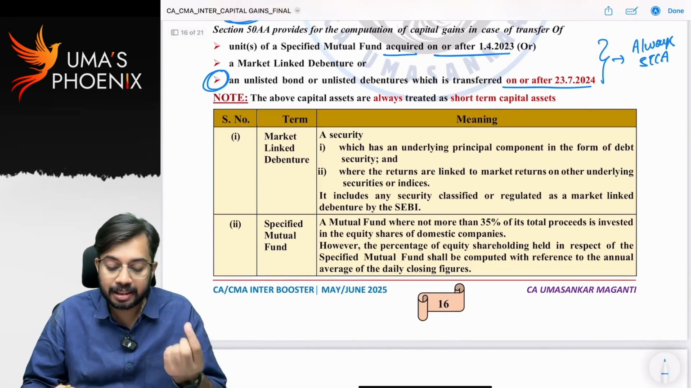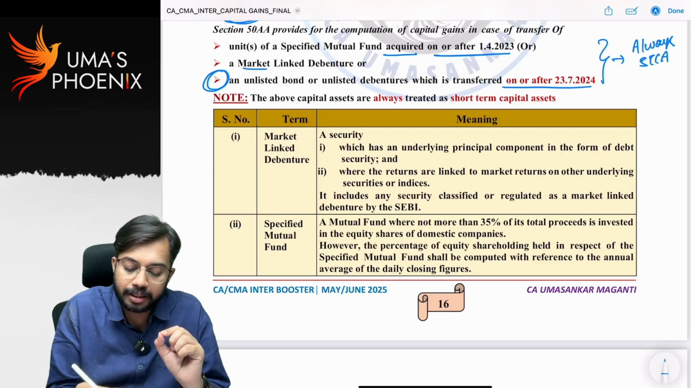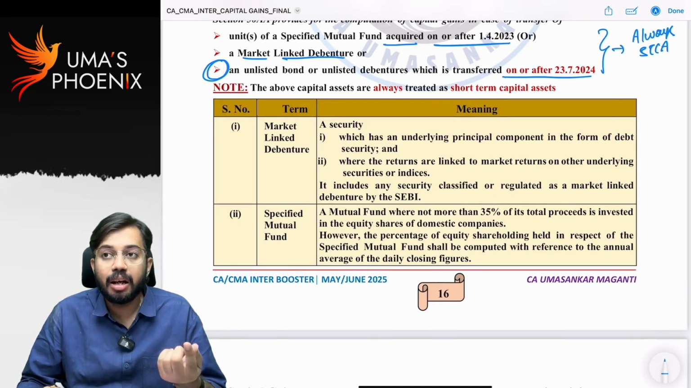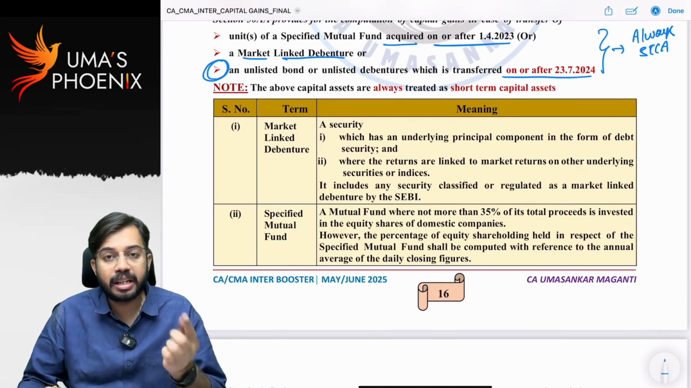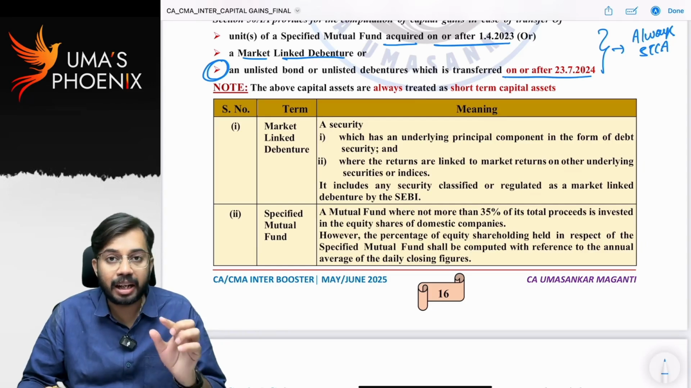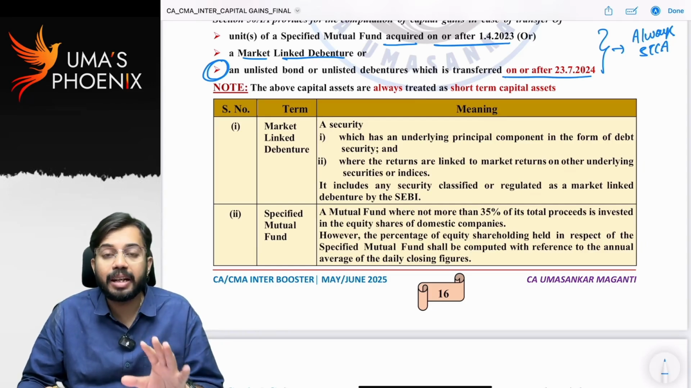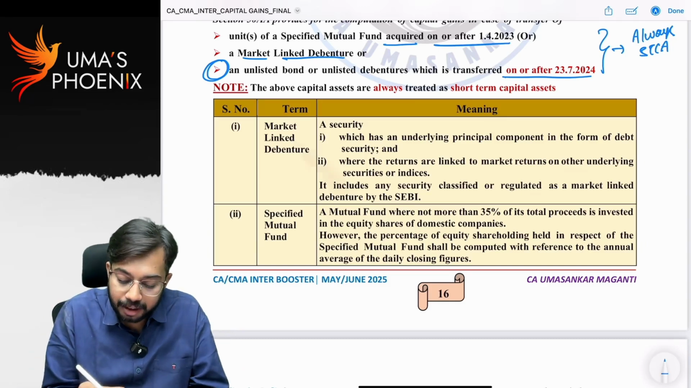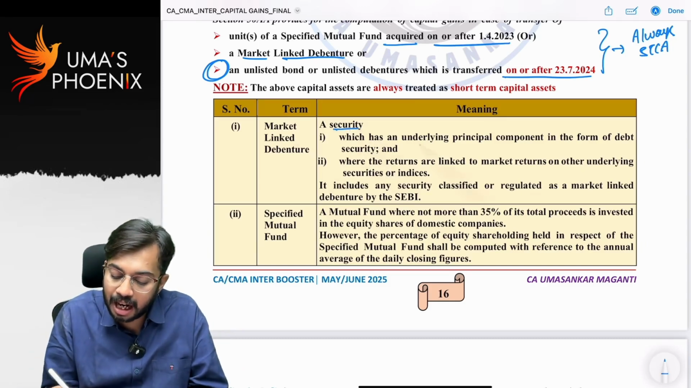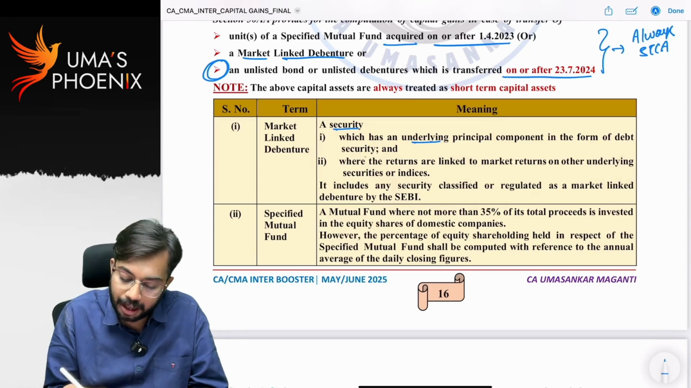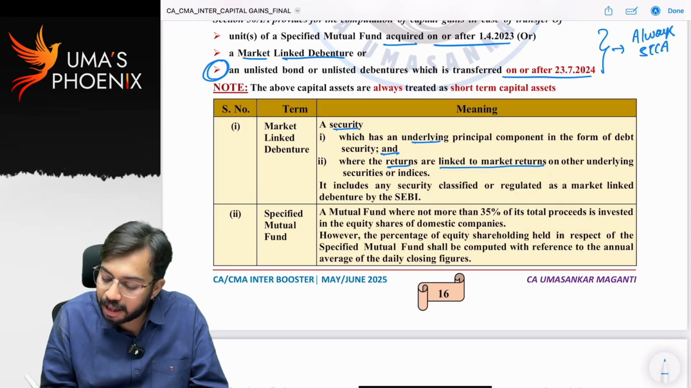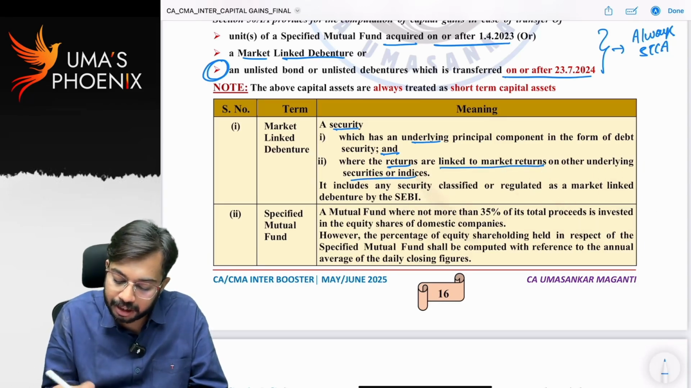Now, let us discuss in detail market linked debenture. Sir, what do you mean by market linked debenture? Market linked debenture means generally in case of debentures interest will be paid. In case of market linked debentures also interest will be paid, but interest is not prefixed. Interest is dependent upon the returns of the market. A market linked debenture is a security which has an underlying principal component in the form of debt security, and where the returns are linked to market returns on other underlying securities or indices.